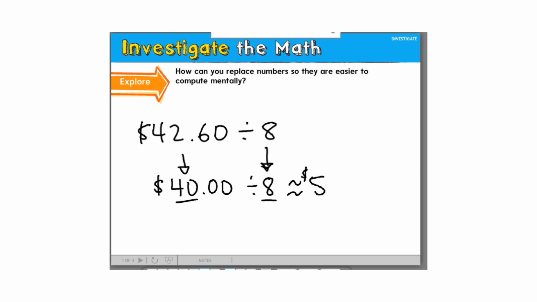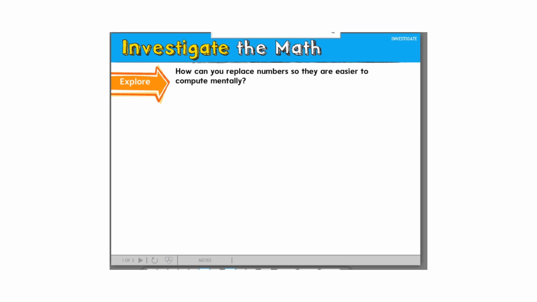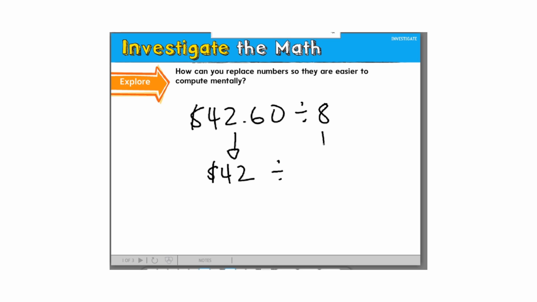Let's try another way. Hold on. Let me write this same question again, but we're going to estimate it differently. So we have $42.60 divided by 8. Here's another way we could solve this problem. This would also be a correct answer. We could change this just to 42. I've just taken the cents off. Then I could make this a 7, because 7 goes into 42. And how much does that equal?